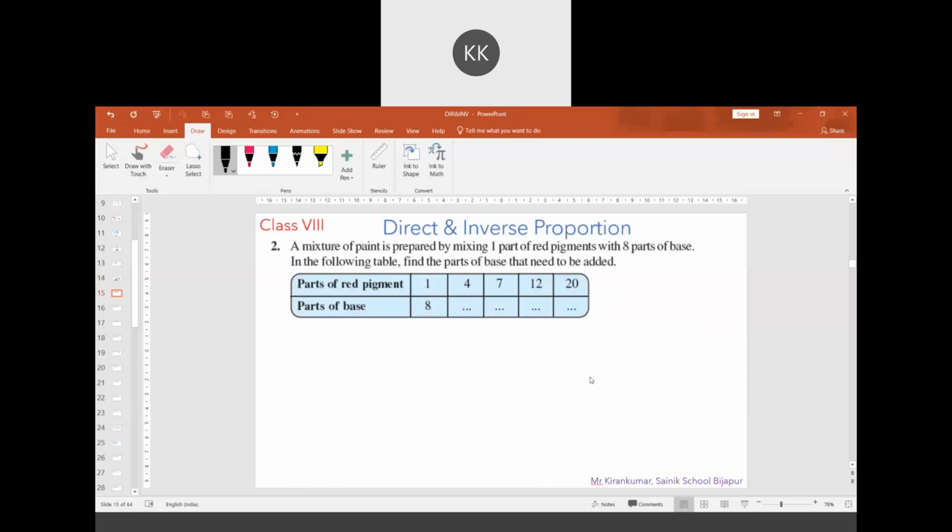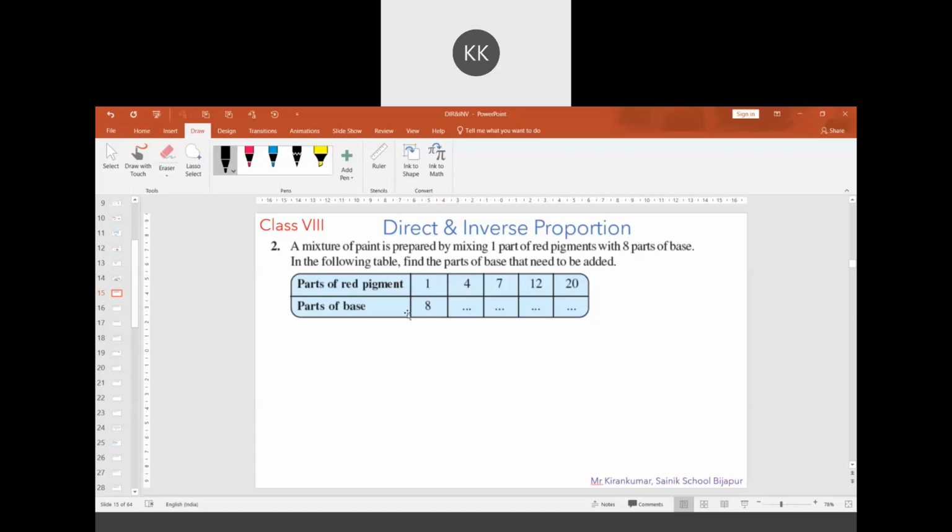Let's look at question 2. A mixture of paint is prepared by mixing 1 part of red pigment with 8 parts of base. In the following table, find the parts of base that need to be added. We know that the combination of pigment and the base will give a color. Here, if 1 part of red pigment and 8 parts of base are there, it will give some color. This is considered as a reference, and with this reference, we have to find the remaining.